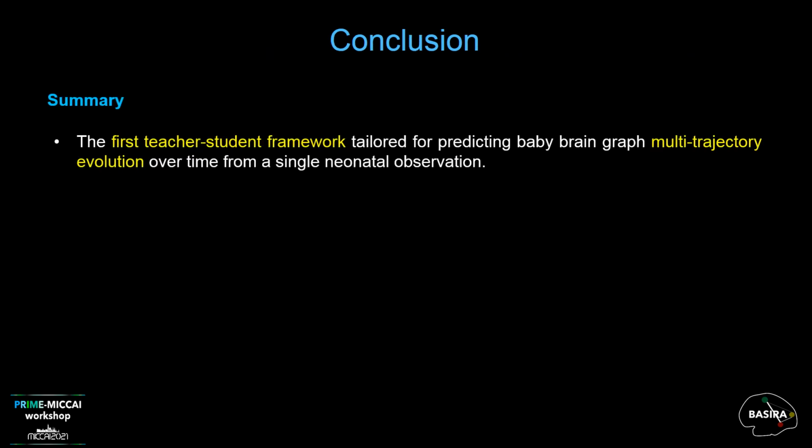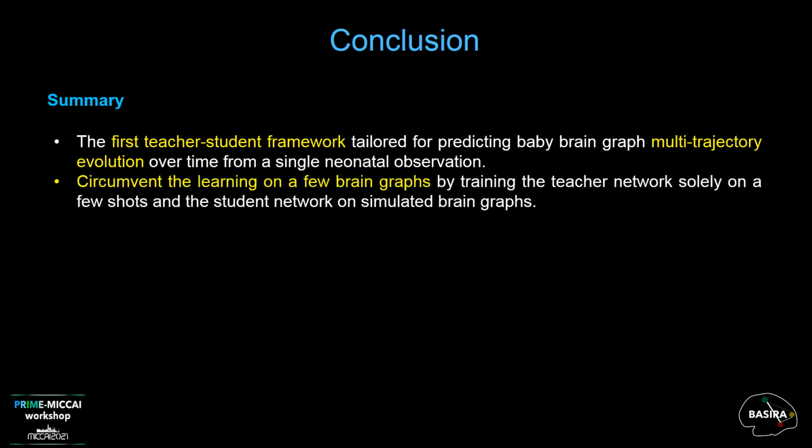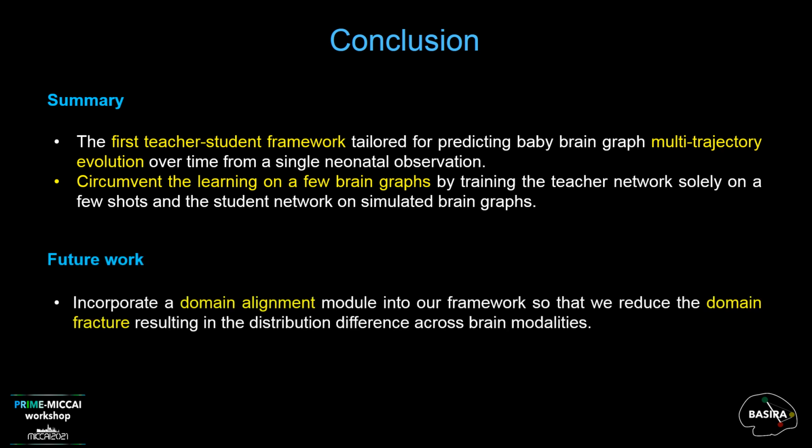We introduced in this work the first teacher-student framework tailored for predicting baby brain graph multi-trajectory evolution over time from a single neonatal observation. Our framework circumvents the learning on the few brain graphs as we train the teacher network solely on few shots and the student network on simulated brain graphs. And in our future work, we will incorporate a domain alignment module into each decoder of our network so that we reduce the domain fracture resulting in the distribution difference across brain modalities.